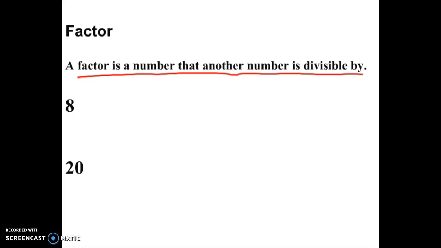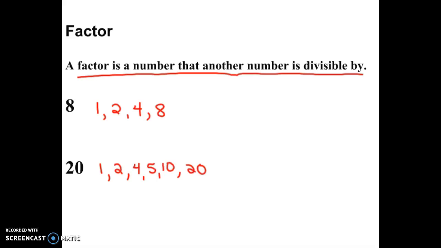So let's look at that. Some numbers that multiply to give you 8 are, of course, 1 and 8, and another pair is 2 and 4. So 1, 2, 4, and 8 are all factors of 8 because they divide into it evenly. For 20, 1 and 20 go into 20. Another pair is 4 times 5 is 20, and 2 times 10 is 20. Those are all factors of 20.